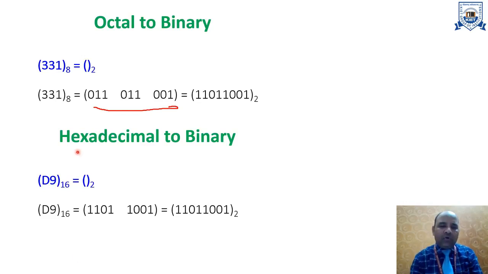Now similarly, we can move to hexadecimal to binary. A similar approach we will apply here. Let us say we are given D9 on base 16 and we want to convert this number into binary. We will write the D in hexadecimal as the equivalent 4 binary digits. You know that D is equivalent to 1101 in straight binary and 9 is equivalent to 1001 in straight binary. Then we continuously write these two numbers as 11011001, which is the equivalent number in binary for the given D9 on base 16.